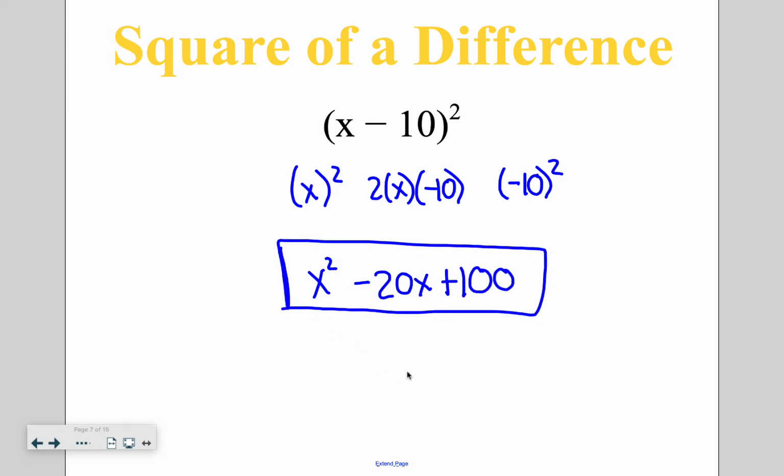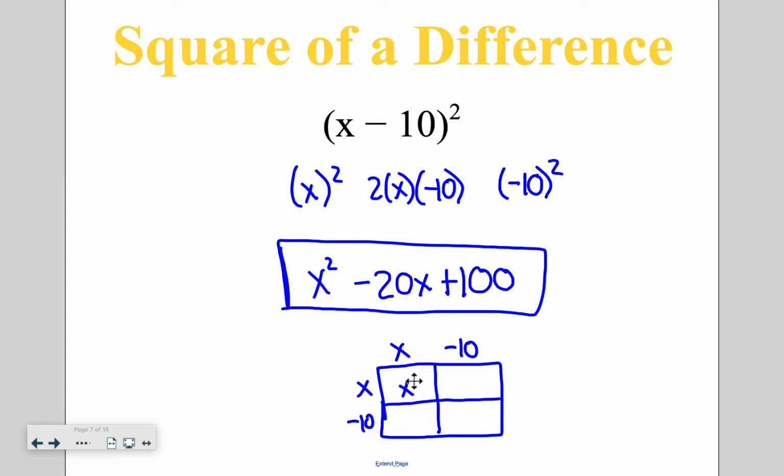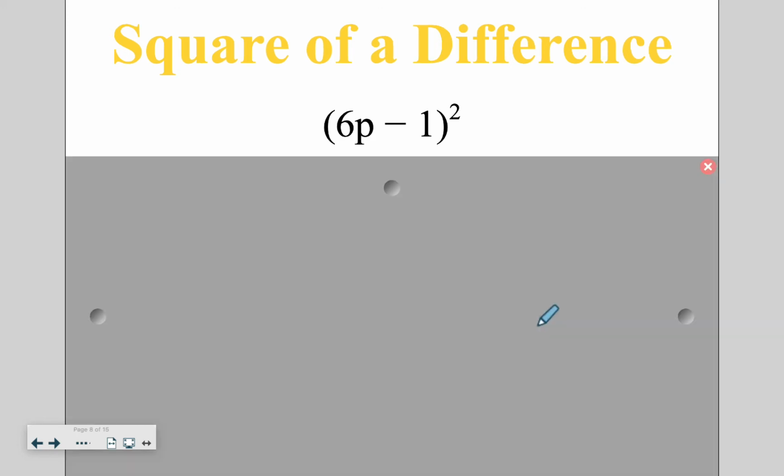Once again, if you prefer to just be consistent and just continue to use that box method for multiplying your binomials, you can set it up with x and negative 10 on both values, and we get x squared, negative 10x, negative 10x, and positive 100, again getting you back to that same answer. Go ahead and try this one on your own.